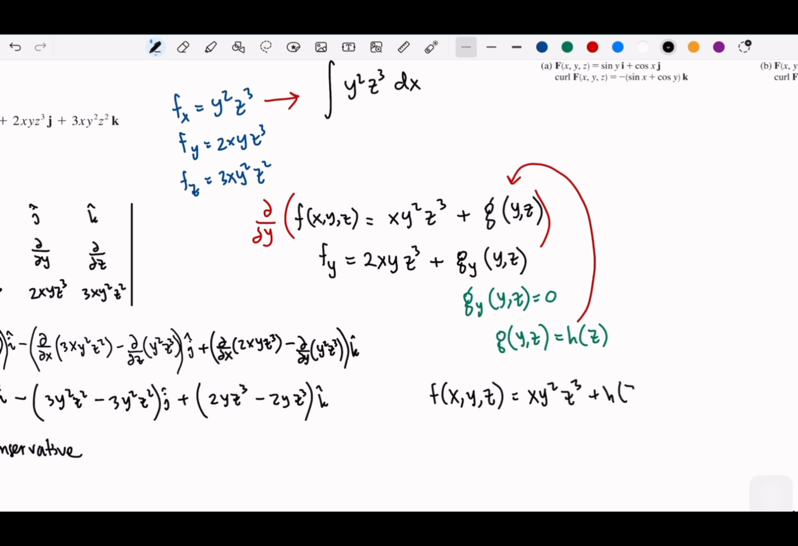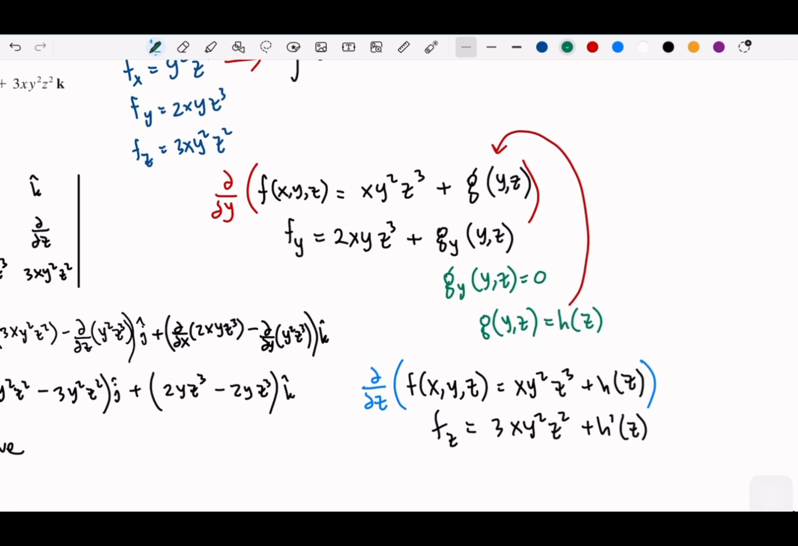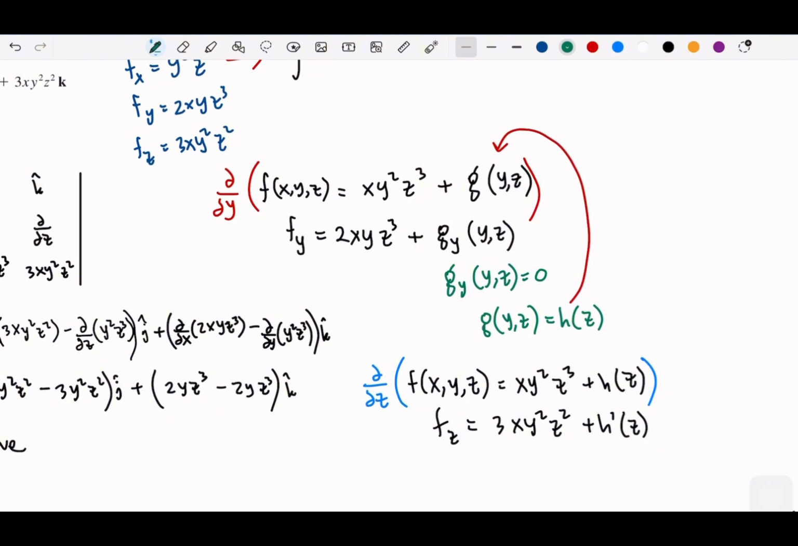So we have the h(z), and then we take the partial with respect to z. So we are going to have the partial z, which is 3xy squared z squared plus the h prime of z. But since there is nothing else, we could also say that the h prime of z is 0. So the h of z will be a constant.